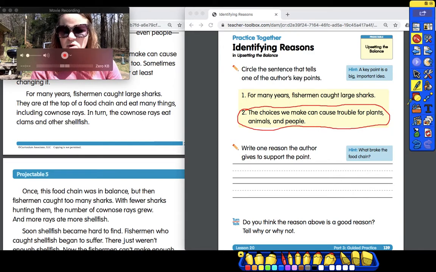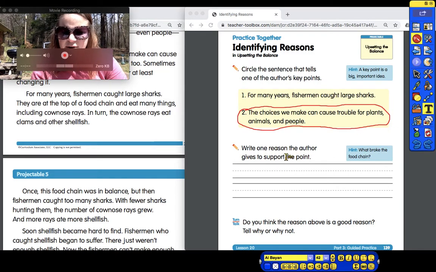All right, now, just like we did yesterday, Tuesday, we're going to write a reason to support this. All right, so how do we know that from this story that the choices we make can cause trouble? Good. Right here, once this food chain was in balance, but then fishermen caught too many sharks. And then we saw that because they caught too many sharks that the cow-nosed rays grew. There were too many of them, and they ate more of the shellfish.